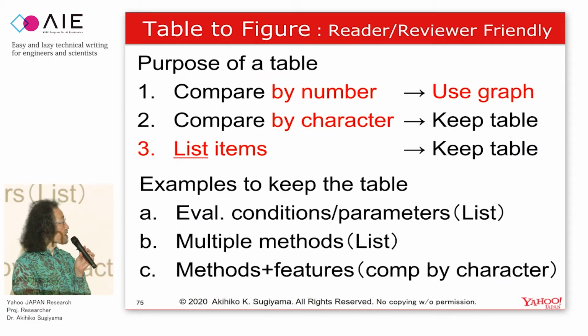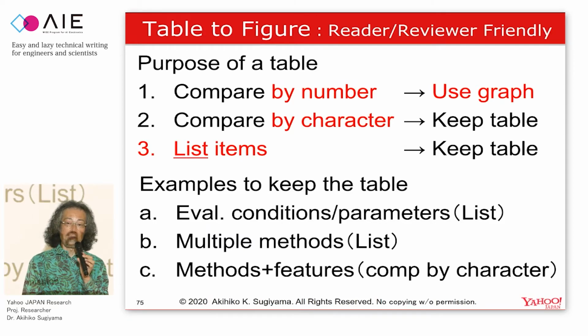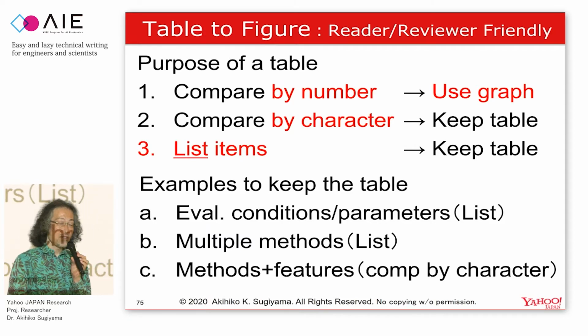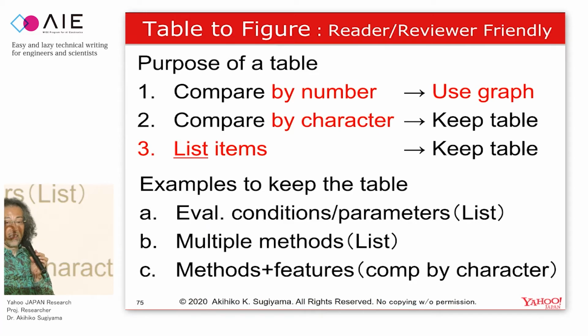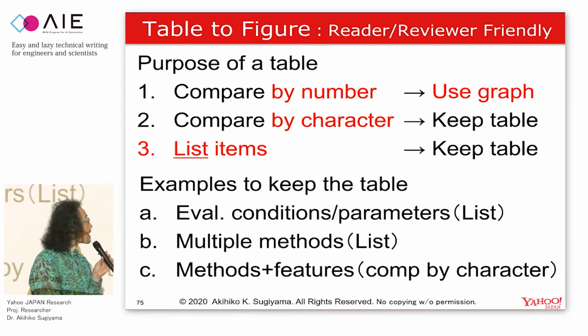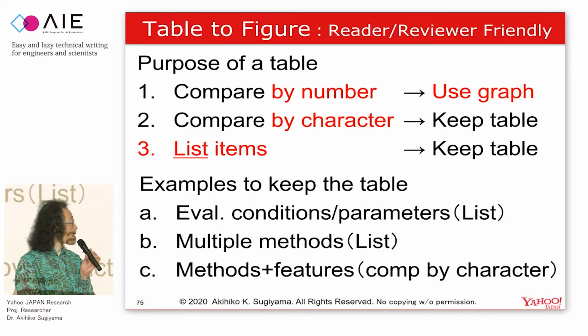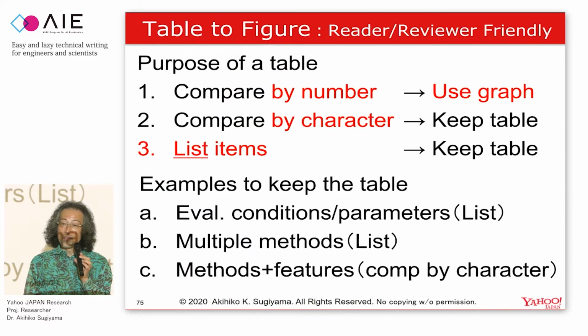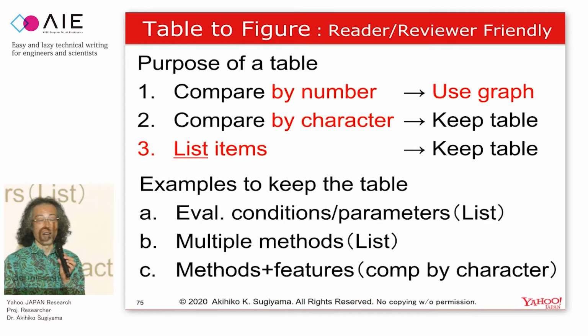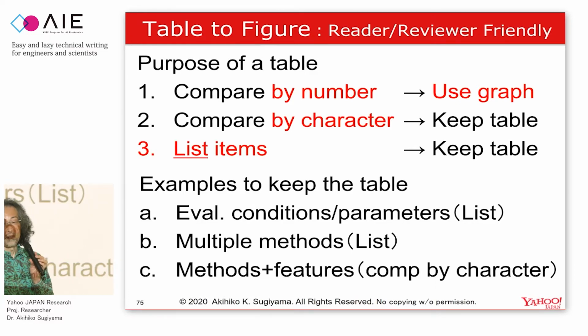So in this case, the first case, use a graph. Compare by number. If you like to compare some things by numbers, use a graph instead. It's possible, always. I guarantee. When you compare something by characters, you cannot convert it into a graph. So keep the table. In this case, also keep the table for listing items.